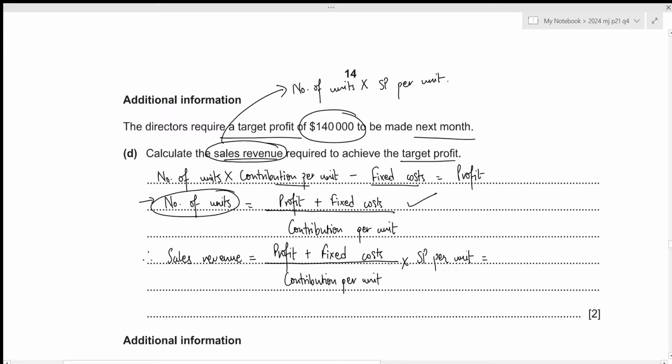Again, we can rewrite it as the profit plus fixed cost divided by contribution per unit divided by the selling price per unit, which means that it is just going to be profit plus the fixed cost divided by our contribution to sales ratio.